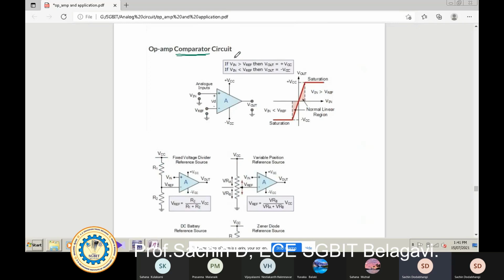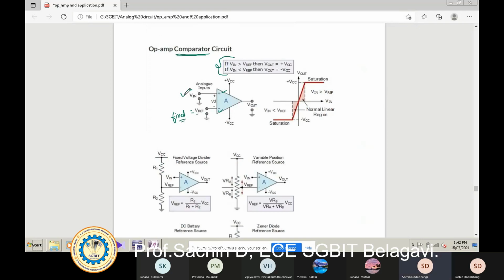See here, look at this expression: if the input voltage is more than the reference voltage. Look at this op-amp: the non-inverting terminal I am connecting to the input voltage, and the inverting terminal I am connecting to the reference voltage. Reference voltage means it can be any fixed voltage, okay?